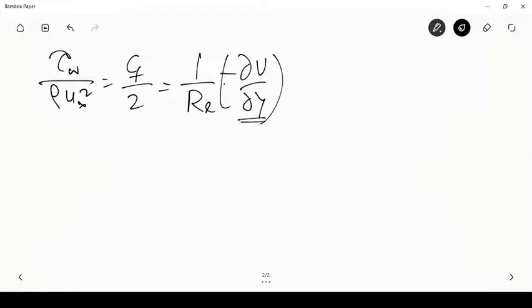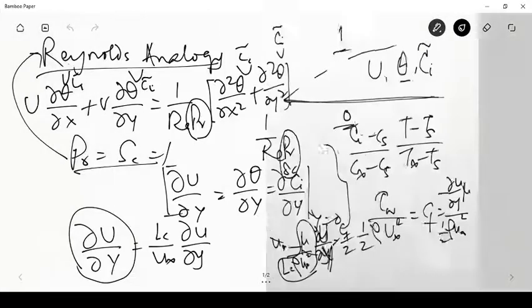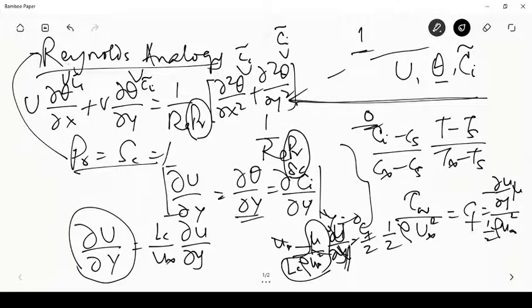So minus del u by del y is equal to Cf by 2 into Re. And this is equal to, we said, del theta by del y, or del Ci by del y. Del theta by del y.